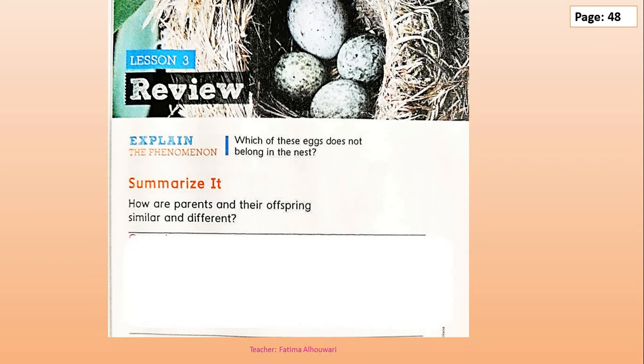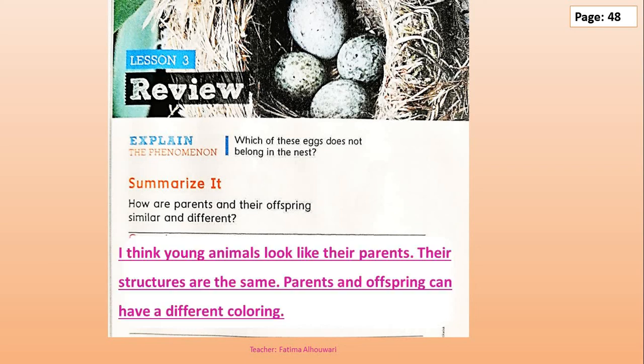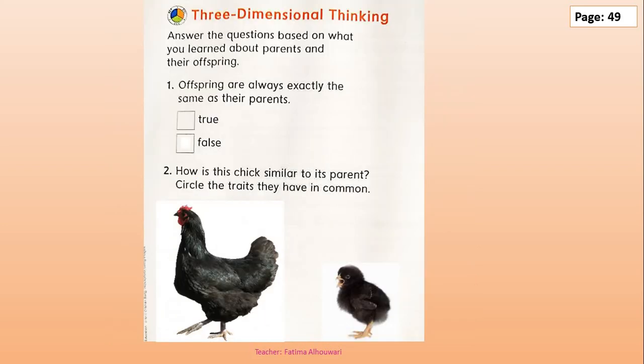How are parents and their offspring similar and different? As we learned, young animals look like their parents. Their structures are the same. Parents and offspring can have different coloring. Interesting. Please, grade 1, be sure to write this answer or this summary in your book. Page number 48. Let's see the next page.